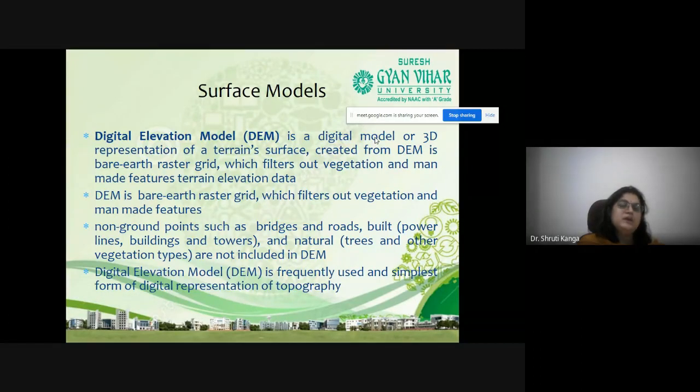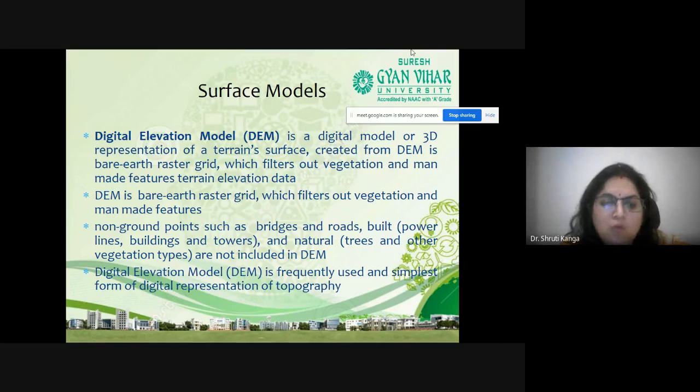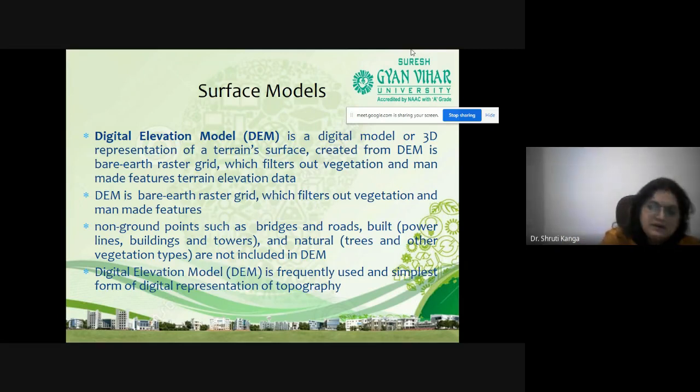Only we can get the slope, aspect, and elevation data. That means we are only getting the 3D data of a particular area, which is related to the different topographical properties. Now, DEM is a bare earth raster grid map which filters out the vegetation and man-made features. Non-ground points such as bridges, roads, buildings, natural vegetation, trees are excluded in them. Whereas in case of digital surface models, we have all the things which are related to man-made or vegetation features also. Whereas in case of DEMs, we have only the topographical information of that area. So DEM is frequently used as the simplest form of digital representation of the topography. That's what I have told you right now.